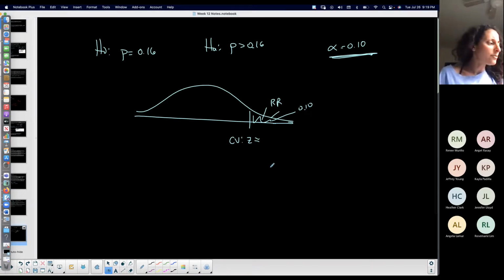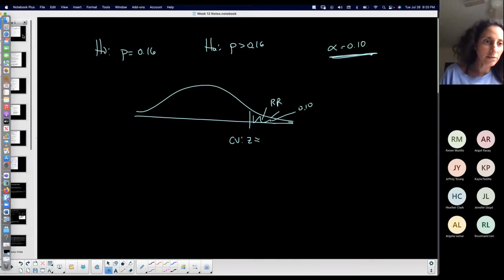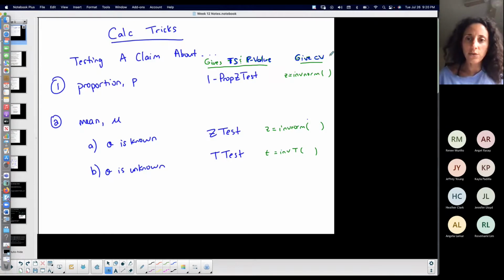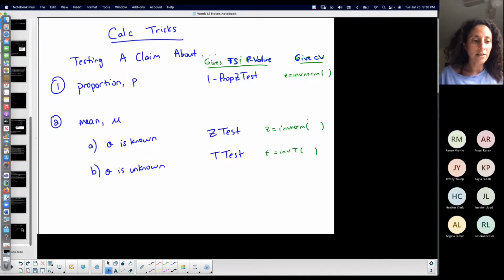Now, I don't know if you went ahead of me. I didn't find the critical value, but I don't have to do alpha over 2 for this because it's a one-tailed test. So all of alpha goes into one tail. If it were two-tailed, then I would cut it in half. Now, if I know this area, how do I find this critical value? If I'm doing a proportion, then I should use inverse norm. Let's do that together.